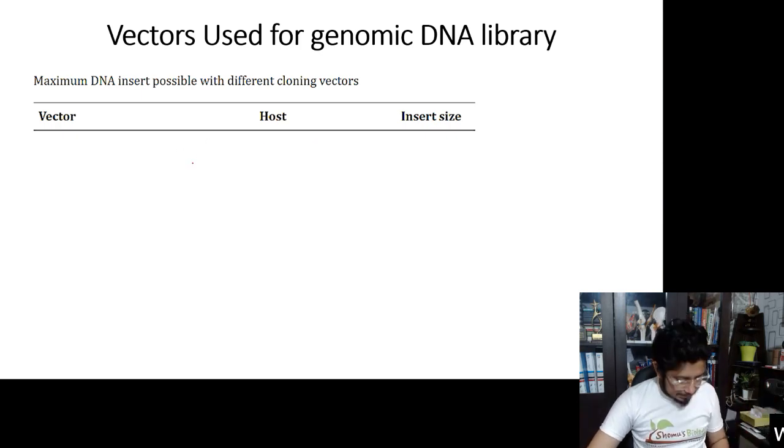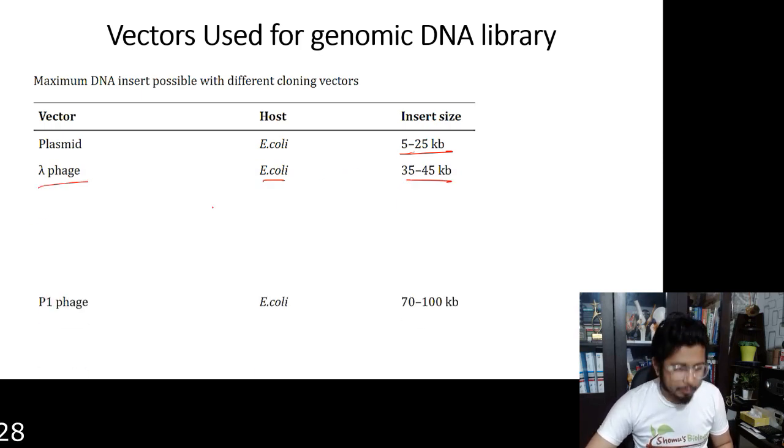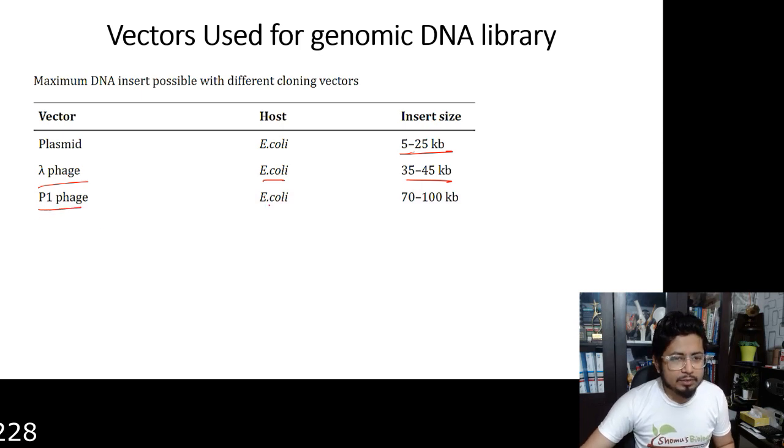So what are the vectors that we use here? The plasmid vector is used, the host is E. coli, and the insert size of a plasmid can be 5 to 25 kilobases. If we use lambda phage, again the host is E. coli, the insert size is 35 to 45 kilobases. P1 phage is used, host is E. coli, the insert size is 70 to 100 kilobases.